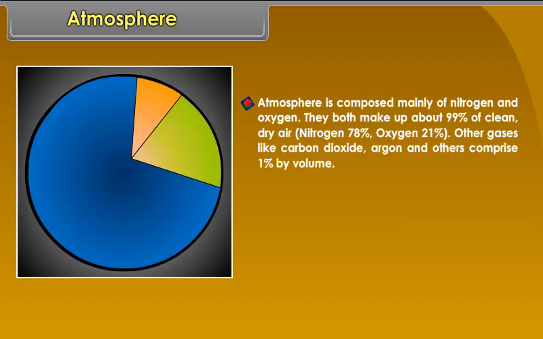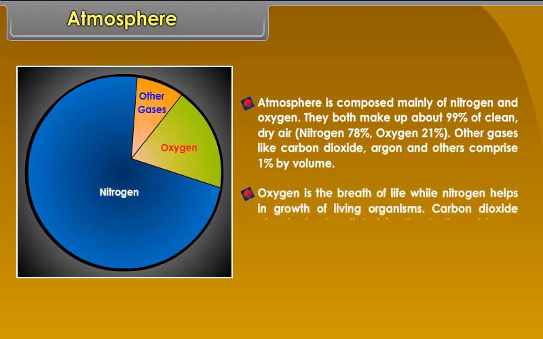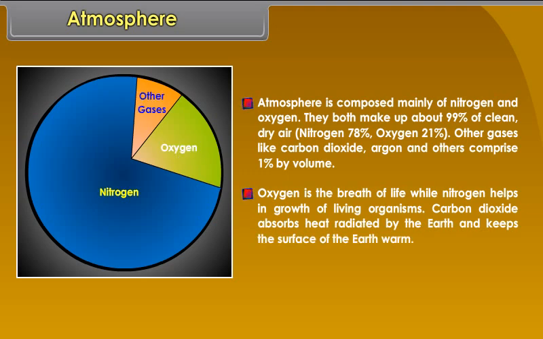Atmosphere is composed mainly of nitrogen and oxygen. They both make up about 99% of clean, dry air. Nitrogen 78%, oxygen 21%. Other gases like carbon dioxide, argon and others comprise 1% by volume. Oxygen is the breath of life, while nitrogen helps in growth of living organisms. Carbon dioxide absorbs heat radiated by the earth and keeps the surface of the earth warm.